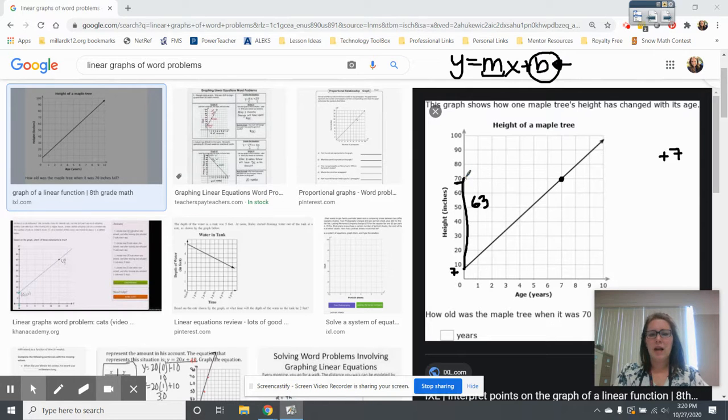Then I go to the right, and I have to look at my scale. Oh, the scale is great. It's just up by 1, 2, 3. So I go over 1, 2, 3, 4, 5, 6, 7. So the bottom of my fraction would be 7. Then we always want to simplify as much as we can. So in this case, 63 divided by 7 is 9. So my slope is 9. So my equation is y equals 9x plus 7.